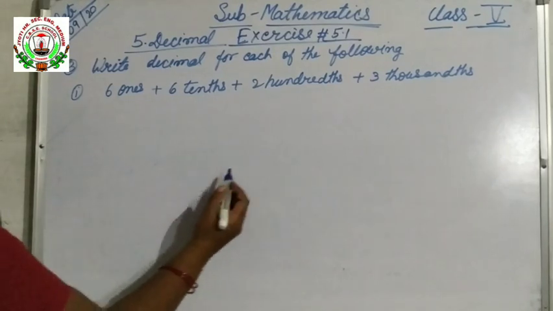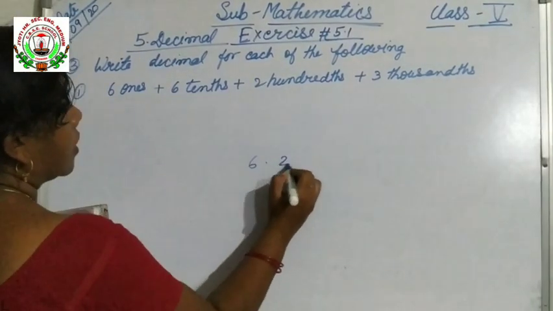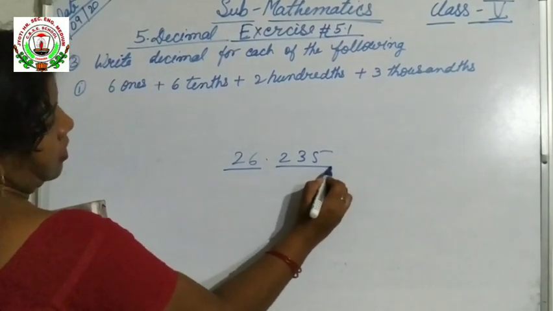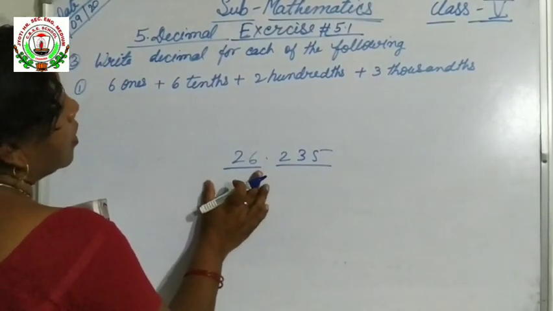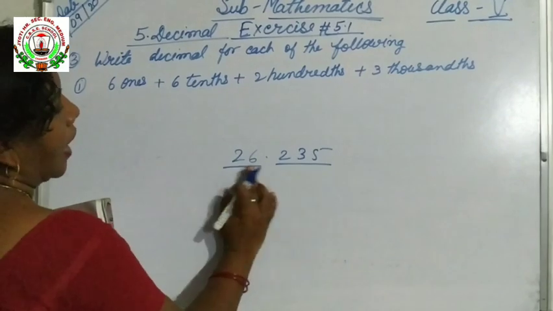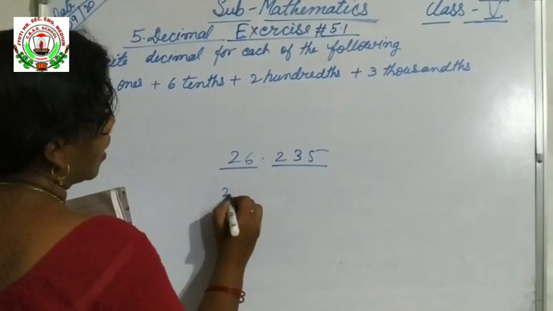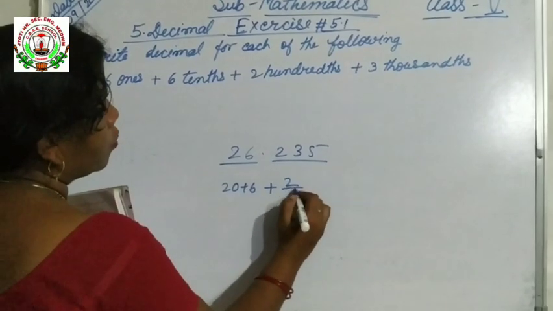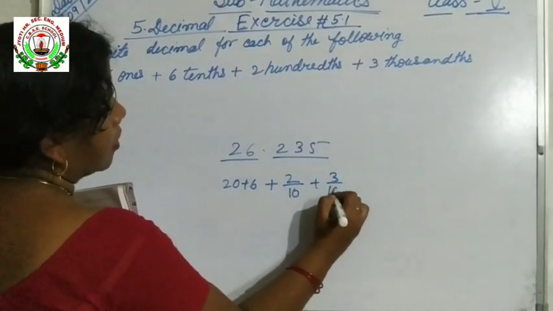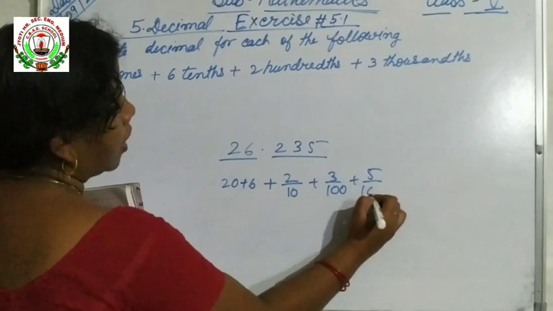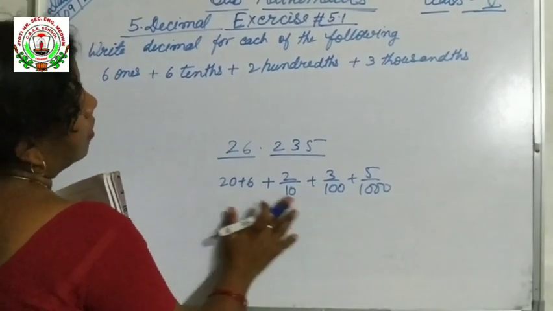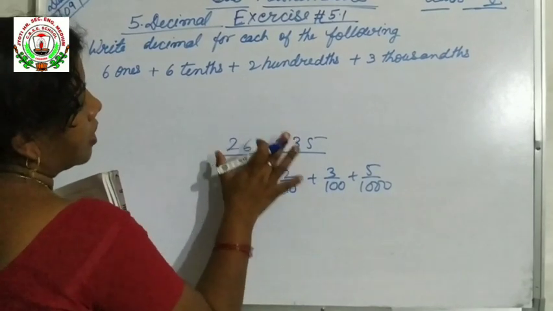Already I told you, suppose any digit is there like this, it is whole number, it is fractional part. It is whole part and it is fractional part. When you write this number, you will write 20 plus 6 in expanded form. And when you write this number, 2 by 10, then 3 by 100, then 5 by 1000. Like this we have written, and this number we have to convert into decimal and decimal to expanded form like this.